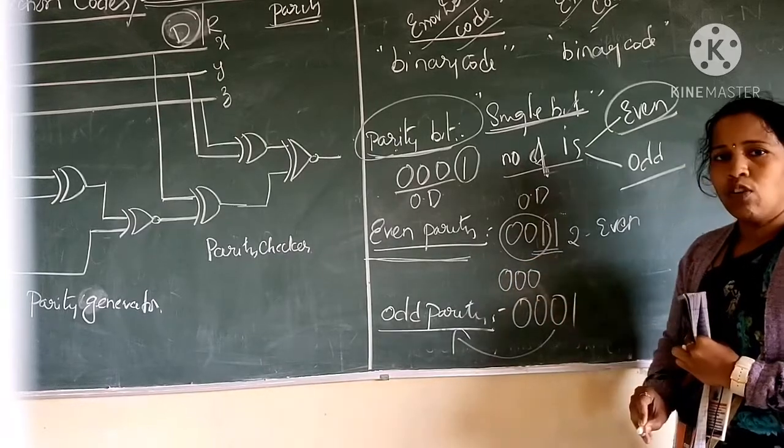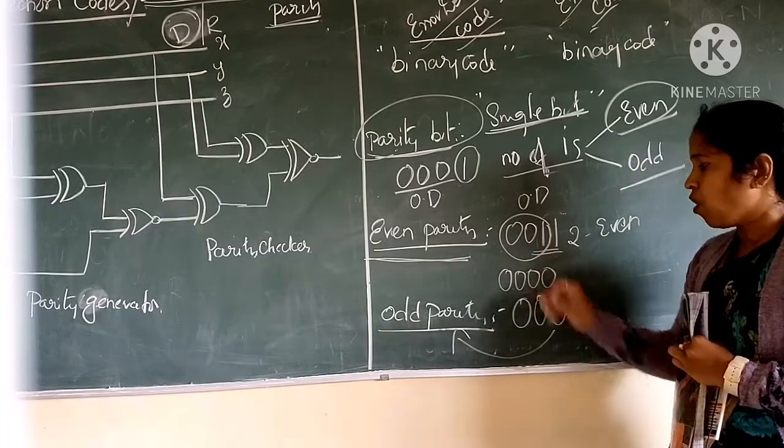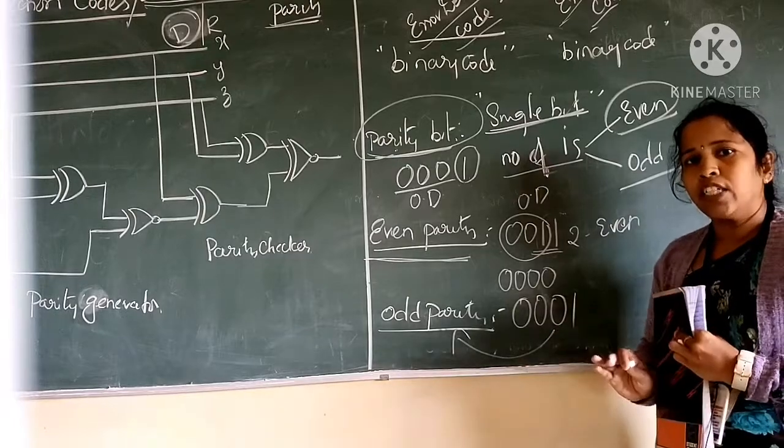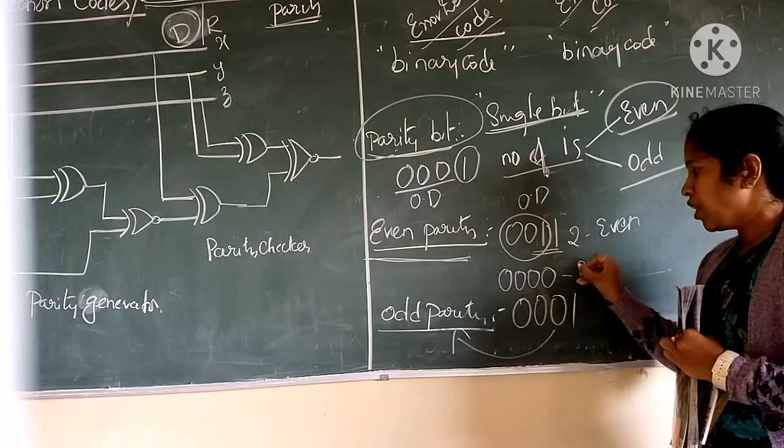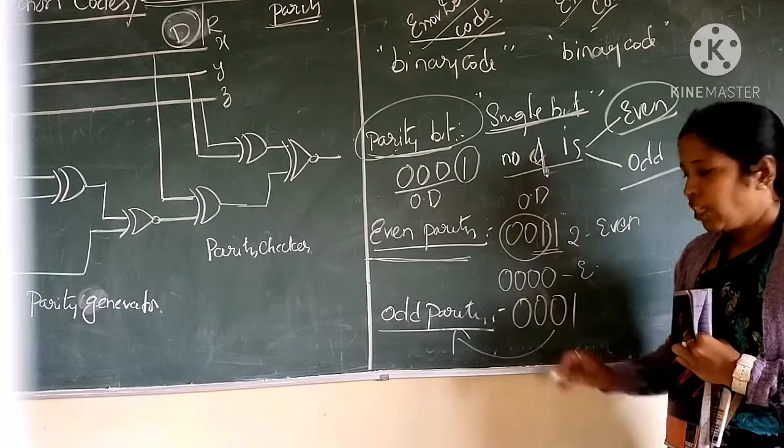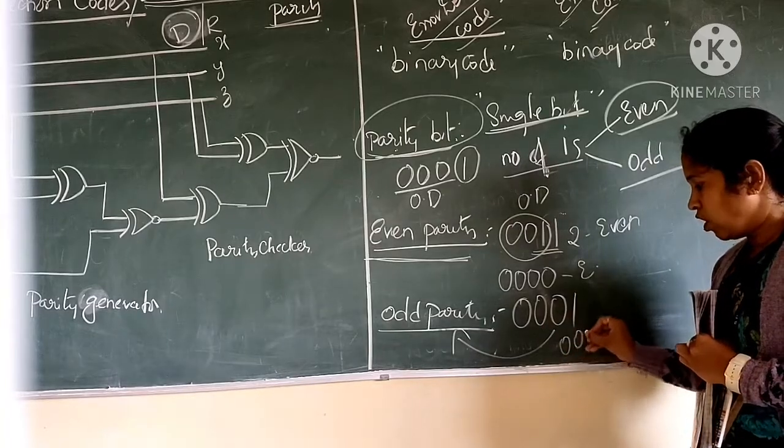Here is one more example. See here, 3 zeros. One parity bit I am adding. Now the parity bit is 0. So no parity, 0 number of ones in the parity bit. Then it is supporting even parity. So if you are taking 0, 0, 0, 0 here again, it supports even parity.